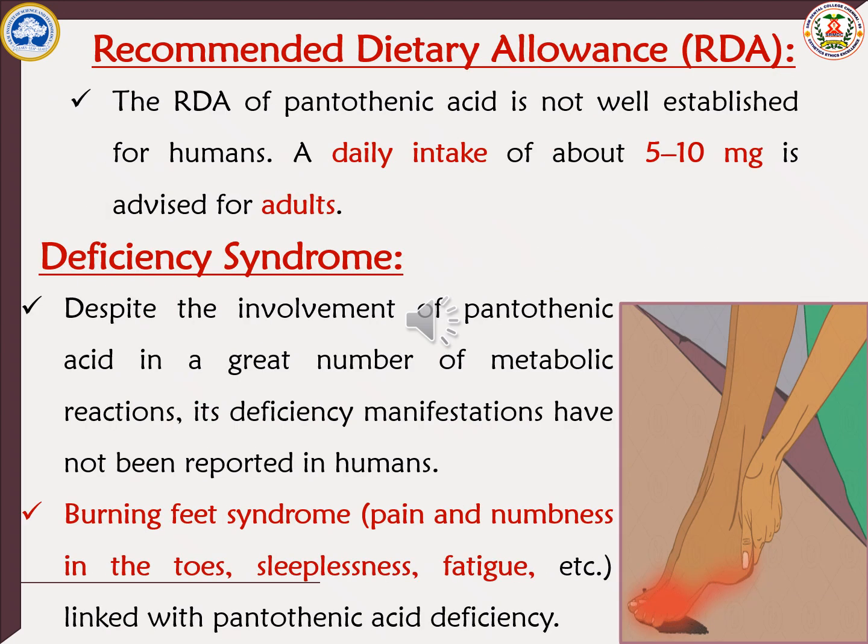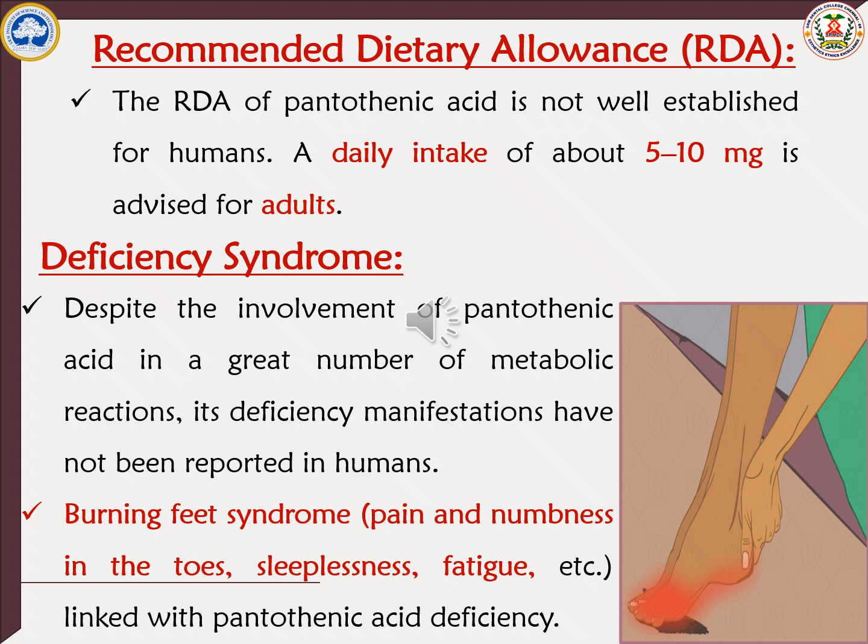The recommended dietary allowance of pantothenic acid is not well established. However, for adults, it is advised to take 5 to 10 milligrams per day. When you come to the deficiency syndrome of pantothenic acid, it is not well manifested in human beings. However, one of the doctors in India linked the burning feet syndrome with pantothenic acid deficiency. The burning feet syndrome includes pain and numbness in the toes, sleeplessness and fatigue.